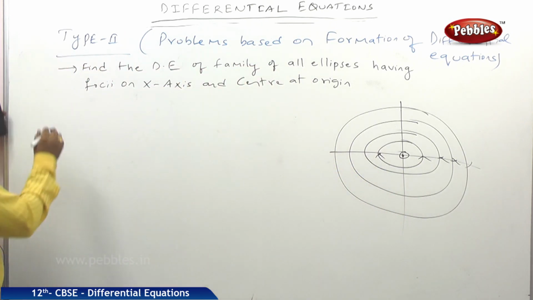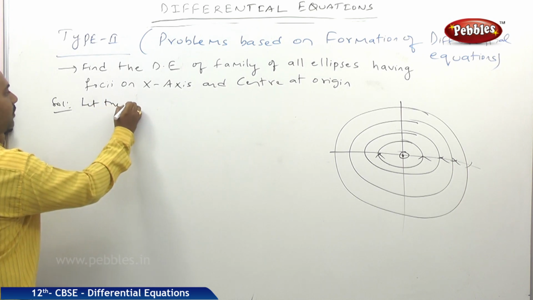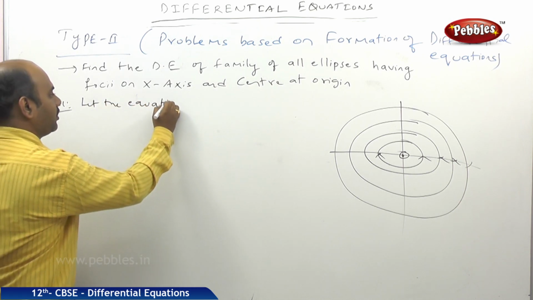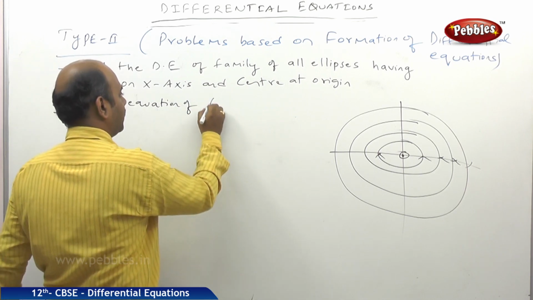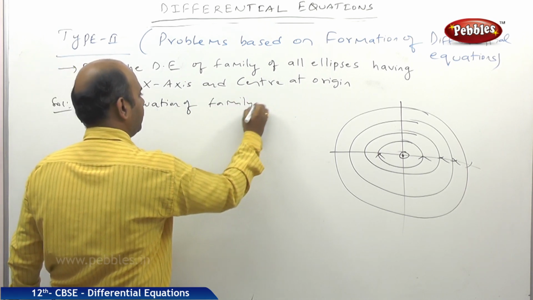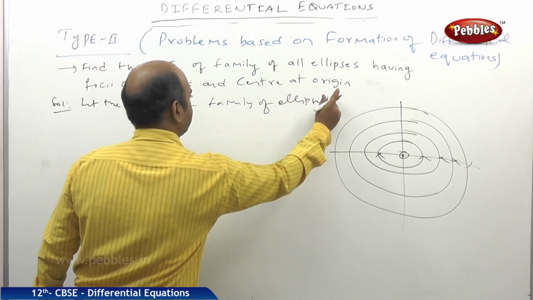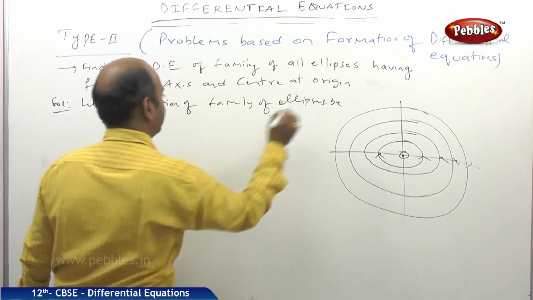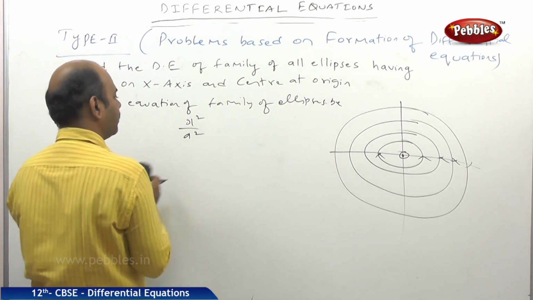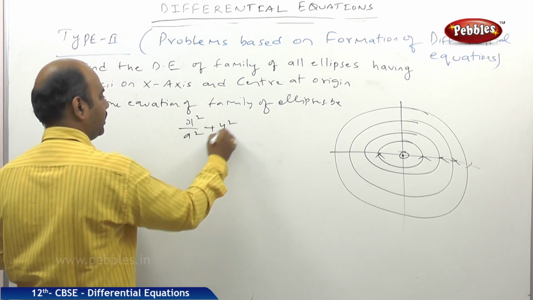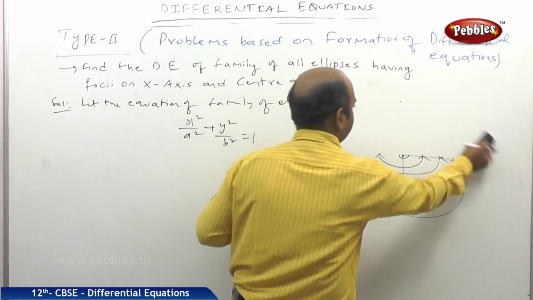Now, how I will be doing: let the equation of the family of ellipses be, let the equation of ellipses be x square by a square plus y square by b square is equal to 1. I am erasing this figure now.